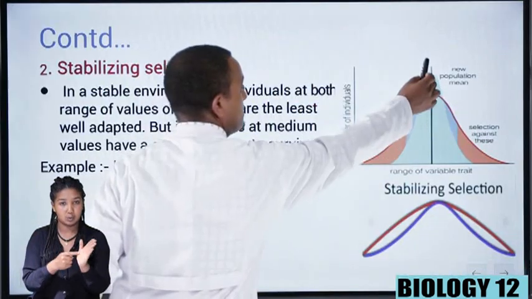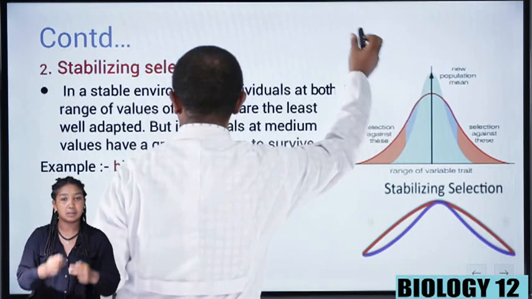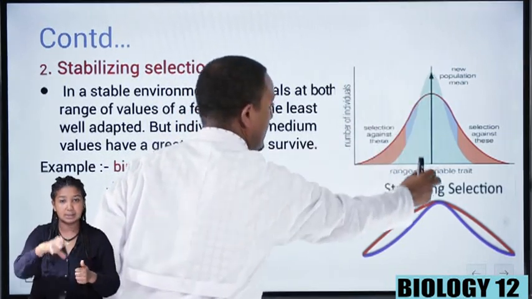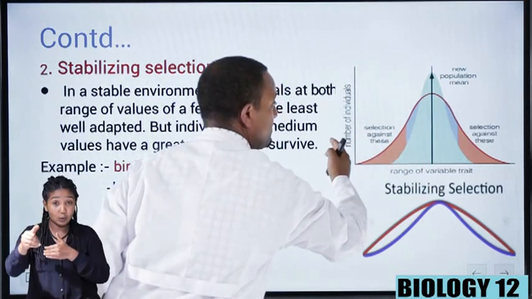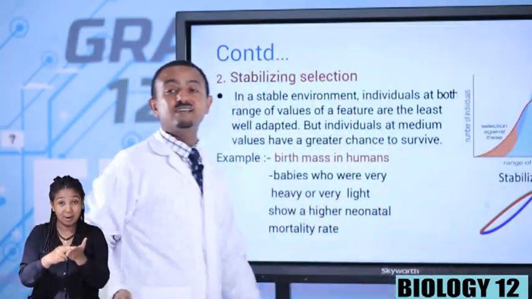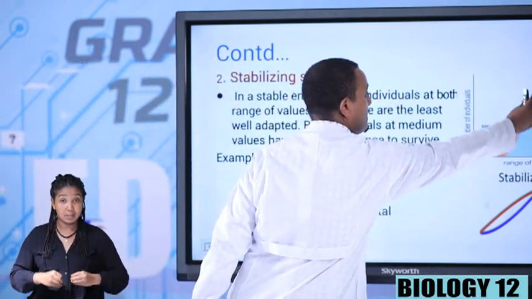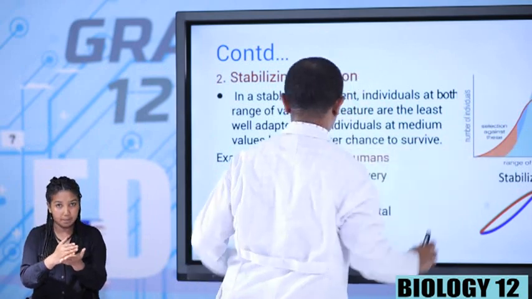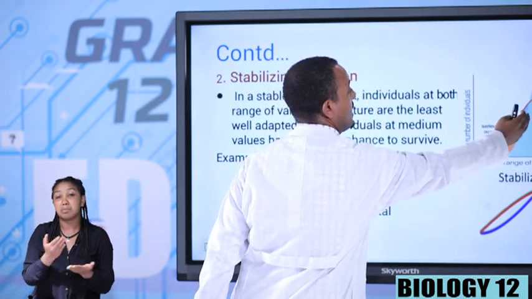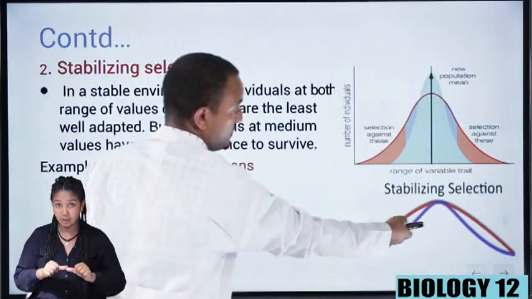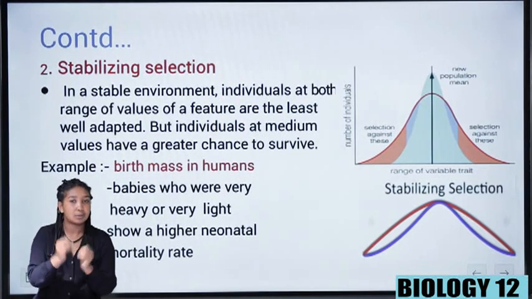Look, this is a site where stabilizing selection takes place. Organisms which are out of the mean value have less chance to survive. But organisms in a medium size, in the case of birth mass, in medium weights, have a greater chance to survive. This figure also shows something similar to the upper one.